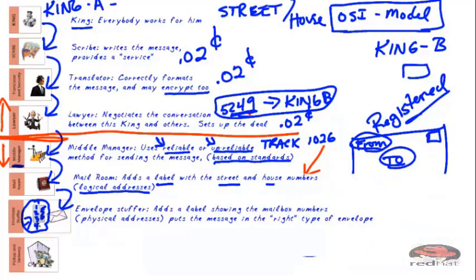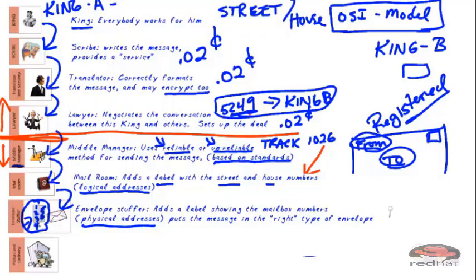So I just cleaned up a little bit of my space here so we can see the responsibilities of the envelope stuffer. So he's adding a label that's putting on the physical address. And whenever you see physical address, I want you to just think of the actual box number, so that once it makes it over to Kingdom B, it can be put into the correct box so that Kingdom B's people can open that box and continue looking at the message.